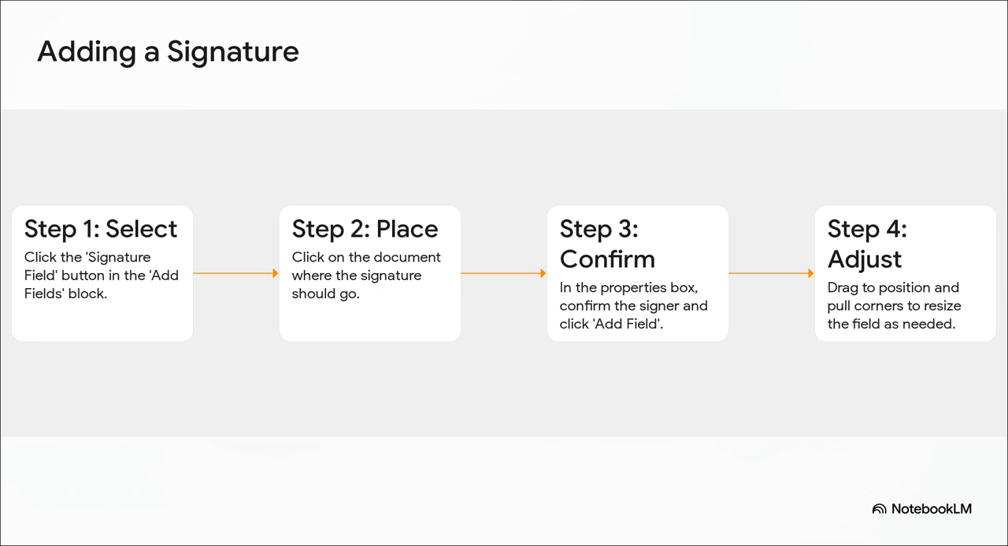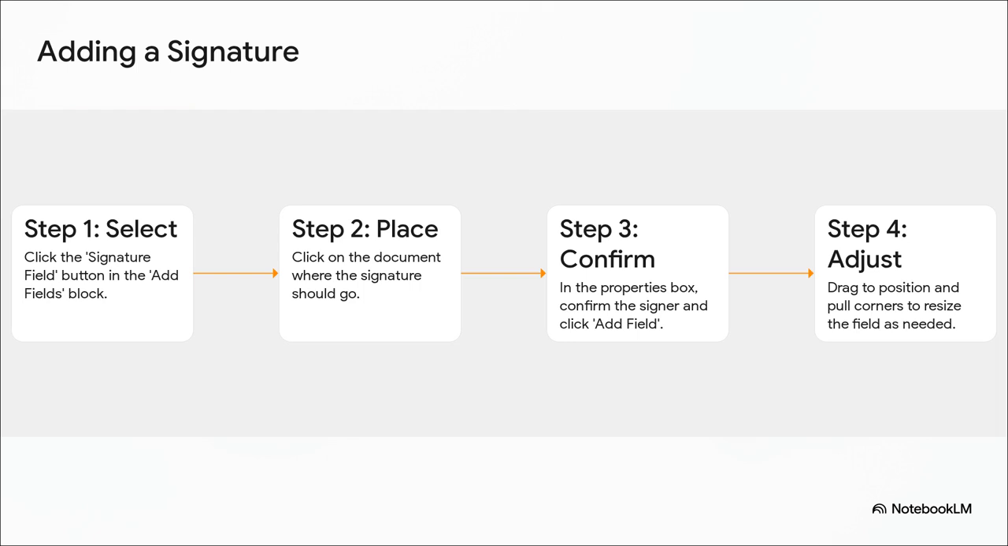Click it. Your mouse cursor will change. Now just move your mouse over to the signature line on your document and click once. A little box will pop up asking you who should sign here. Just confirm it's for your signer and click Add Field. Boom! A blue box appears right on your document. You can drag it around to get it in the perfect spot and even resize it by grabbing the corners.